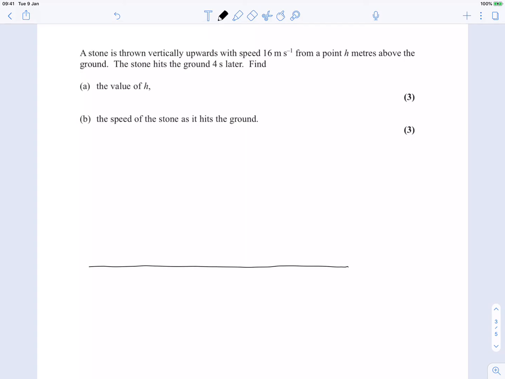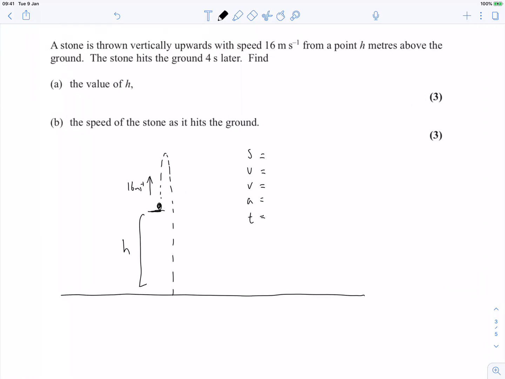Here's the ground. And let's say the stone is initially here, and this is h meters above the ground, and it's thrown vertically upwards, and it's going to fall straight back down again, and this vertical velocity is 16 meters per second. Okay, well let's write out S, U, V, A and T. Let's think about what's going on. If I define the upwards direction to be positive, then what is S?